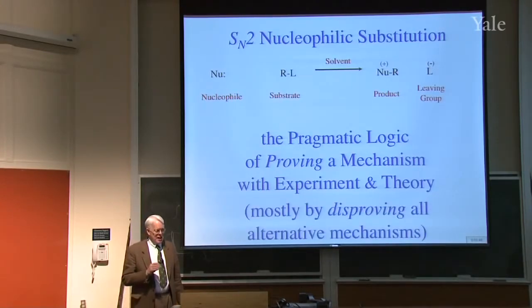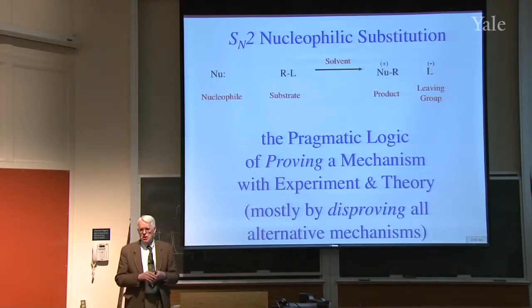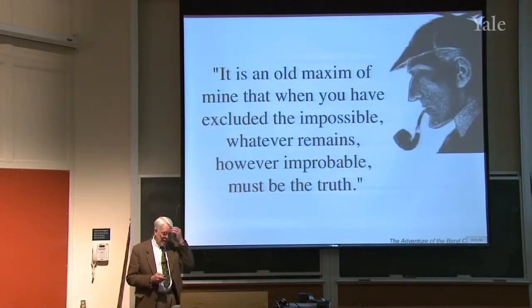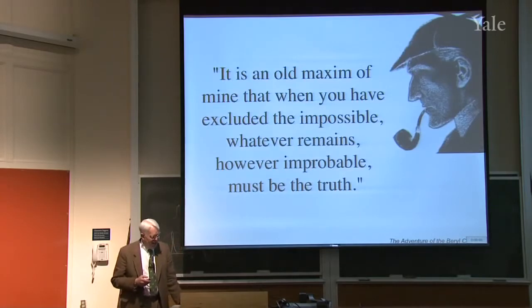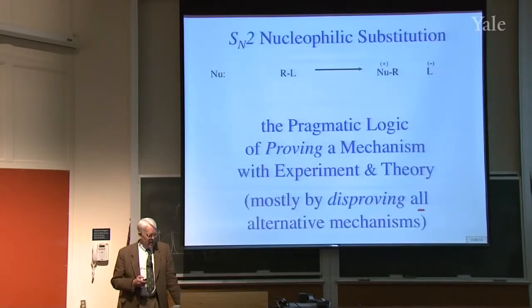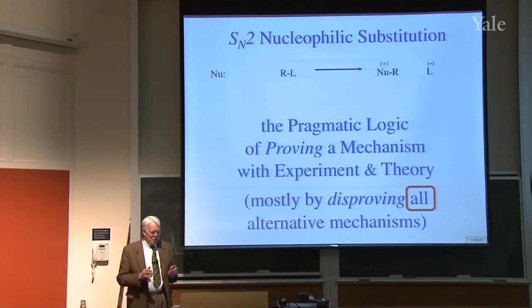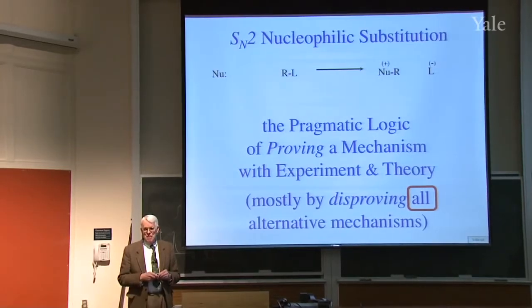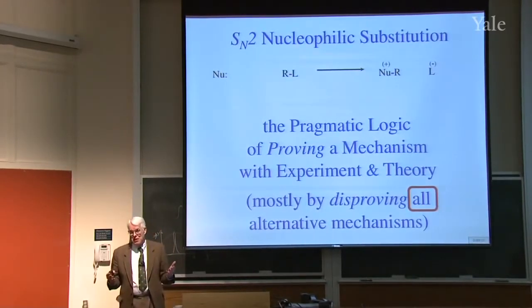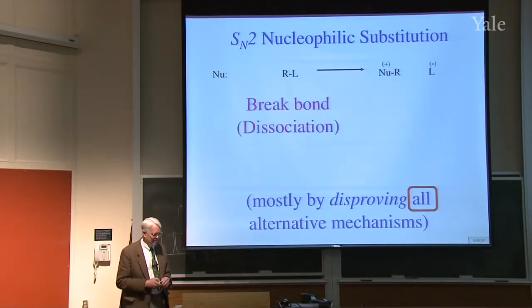And actually, mostly it involves disproving all the alternative mechanisms. You remember Sherlock Holmes in The Adventure of the Beryl Coronet said, "It's an old maxim of mine that when you have excluded the impossible, whatever remains, however improbable, must be the truth." That's generally the logic of how you prove things in chemistry. But the problem is you have to disprove all the alternative mechanisms, which means you have to imagine all the alternative mechanisms and disprove them. And of course, it's always a possibility that there's one you haven't thought of that's the real McCoy.